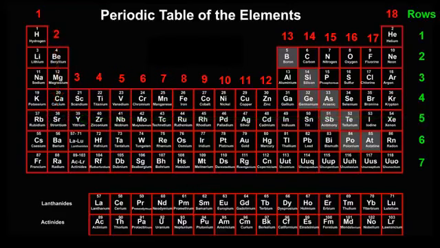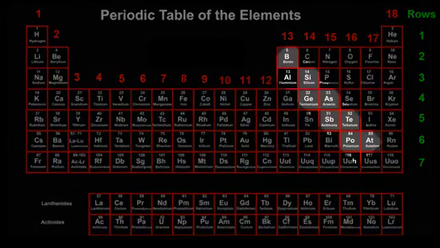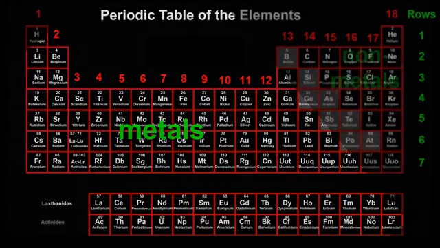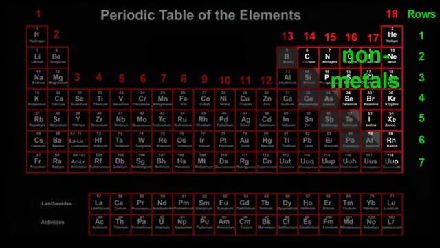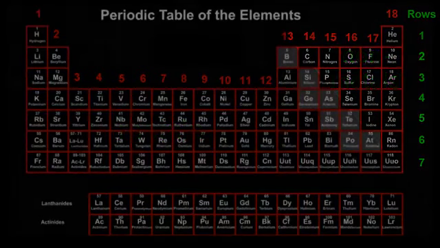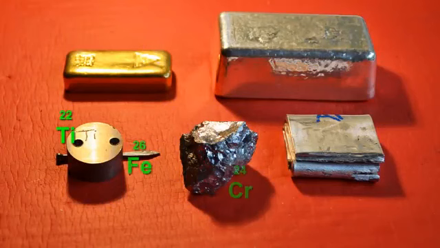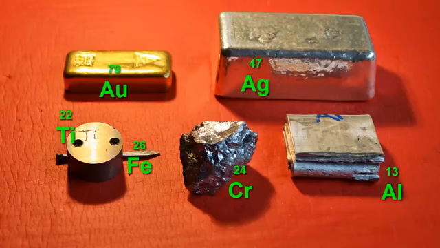Can you see the grey diagonal band that splits the periodic table into two parts? This divides the elements into metals on the left and non-metals on the right. What is a metal? Here's a few: titanium, iron, chromium, aluminium, silver, and gold, with the atomic numbers above the symbols. Have you noticed that these metals are shiny and solid? They all are, well, except for liquid mercury.